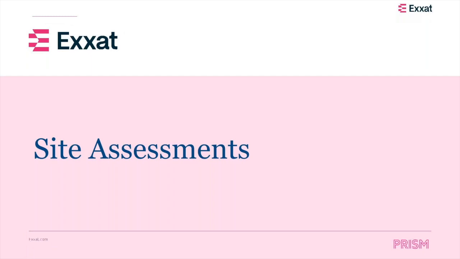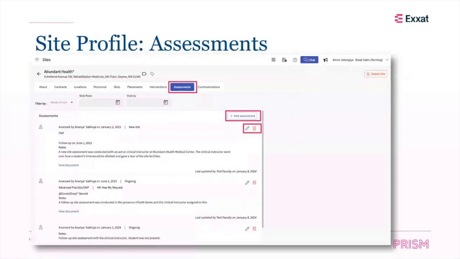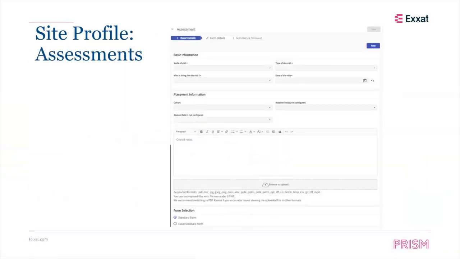Site assessments. For that particular site, you will see a tab on the top. When you click on add site assessments, the drawer will show up where you can see the basic information, the mode of sites, the type of site visit, who is doing the site visit, and the date of the site visit.